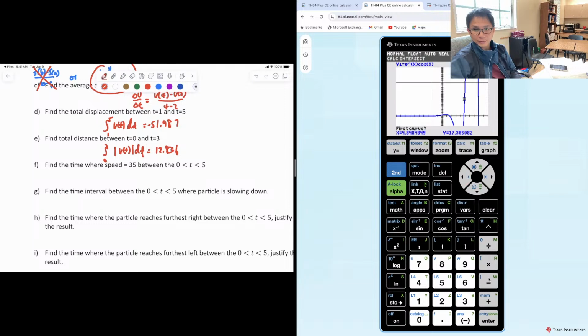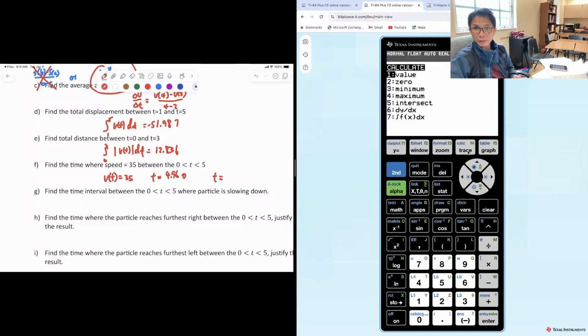I'm going to do this first curve, enter, and second curve, press enter, and guess 4.96. So that means v of t is equal to 35. T is equal to 4.96. Is that okay? Or t is equal to what? What's the other one? Second calc.